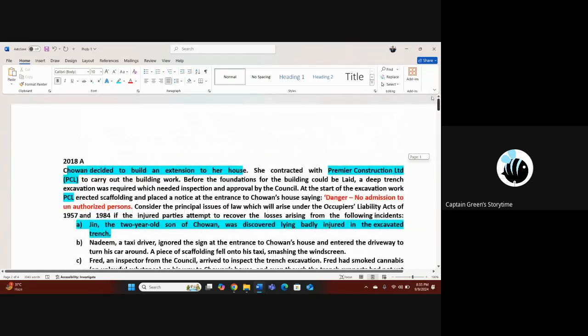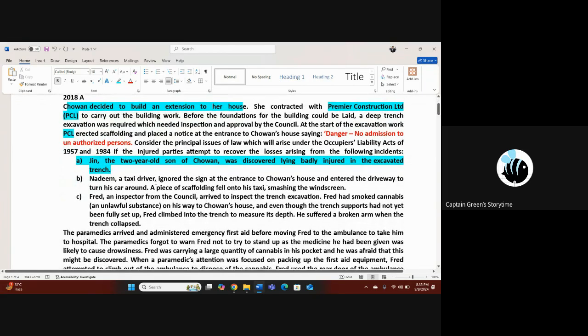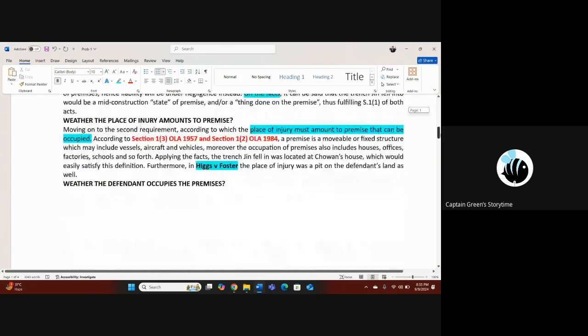Now we have the next situation of Nadeem. A taxi driver ignored the sign at the entrance to one house and entered the driveway to turn his car around. A piece of scaffolding fell into his taxi, smashing the windscreen. This is an important fact. Yes, there are no personal injuries, but there is property damage to his car.